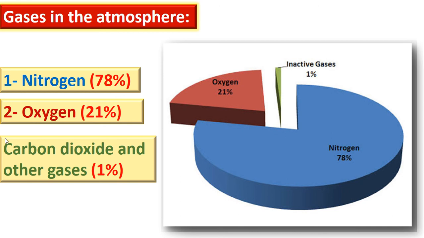What about the carbon dioxide and other gases? The carbon dioxide and other gases are mixed together and represent 1% of the atmosphere. So the carbon dioxide and other gases, just one. So again, nitrogen 78, oxygen 21, and carbon dioxide just one.